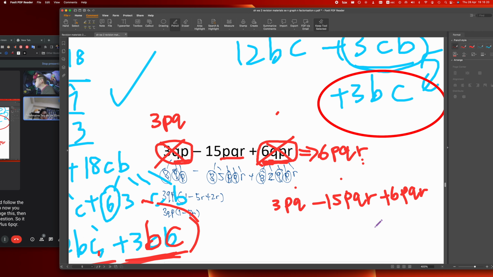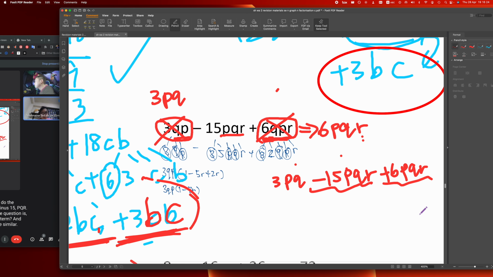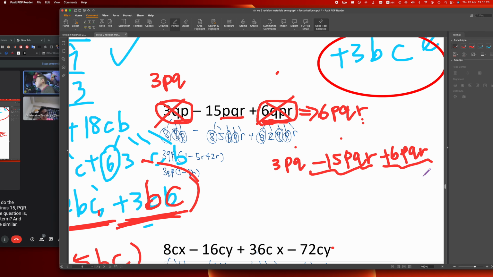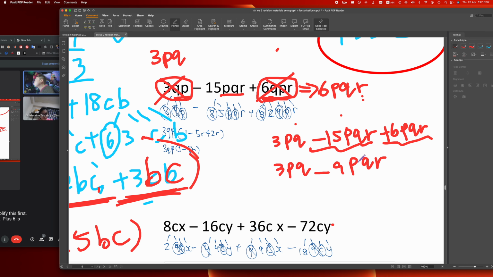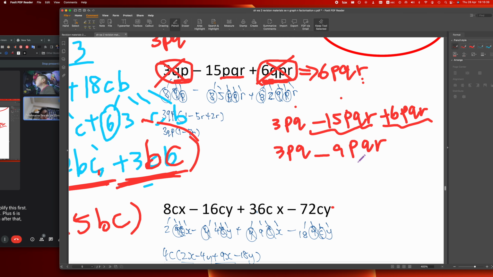Actually, can you see that this term and this term are similar? Then you should simplify this first. So it's 3PQ, minus 15 plus 6 is minus 9PQR. Then after that you go and simplify or factorize. So how do you factorize? 3PQ, so it's 1 minus 3R.